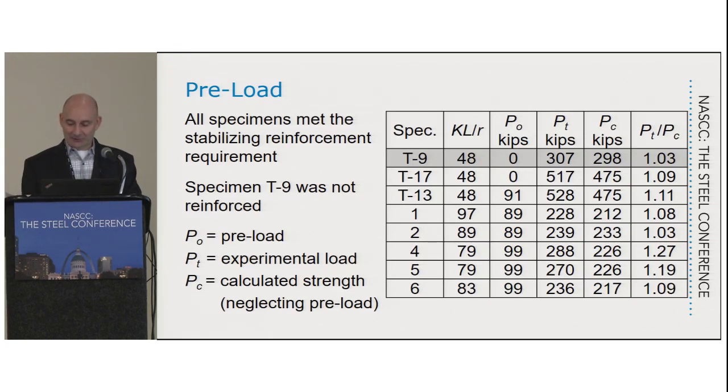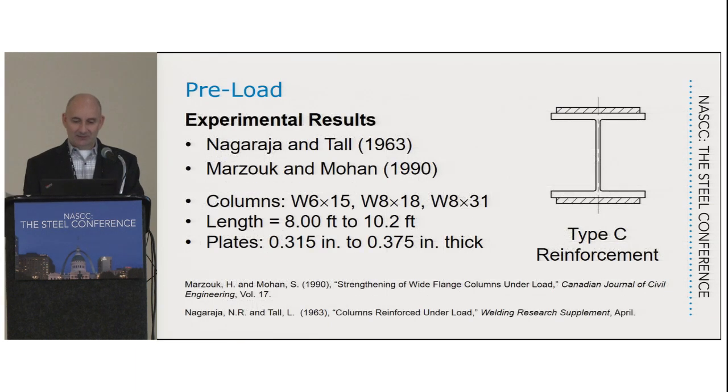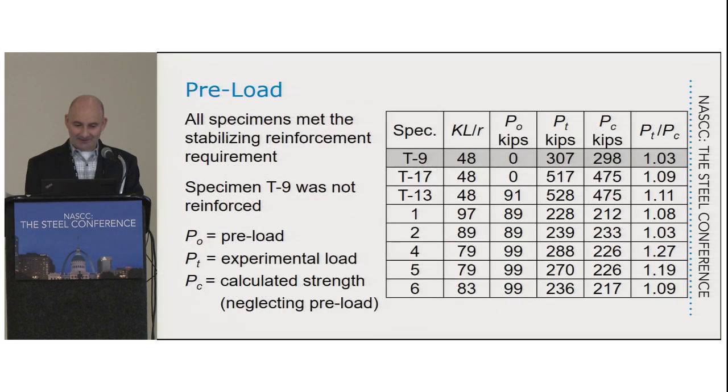I said we put a preload on there, but that was done in 1963, and I was not alive then, so I couldn't have put a preload on this myself. But the authors put a preload of 91 kips on this, and they ended up with a bigger test load than the specimen T17. I'm not sure why that is, but you can see the ratio over here is 1.11, so it goes up 2%. So my wild guess is that it just had a little bit less out of straightness to the column.